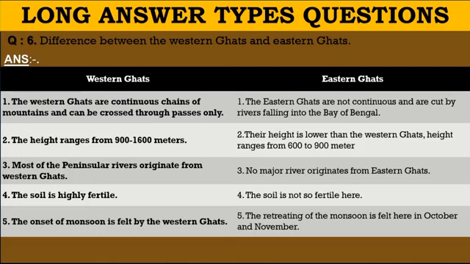Heights range from 600 to 900 meters. Third, no major river originates from the Eastern Ghats. Fourth, the soil is not so fertile here. Fifth, the retreat of the monsoon is felt here in October and November.